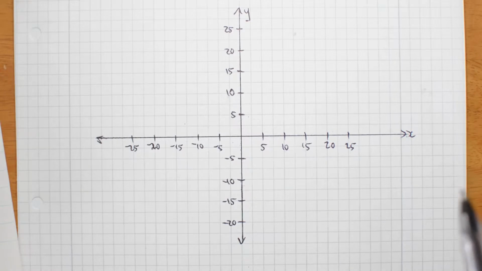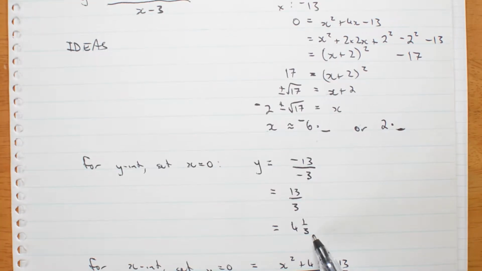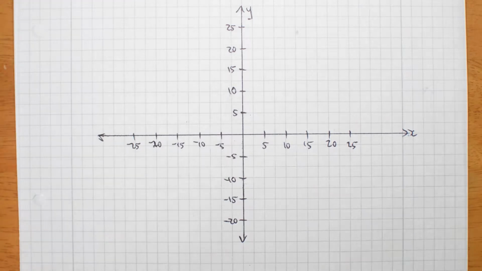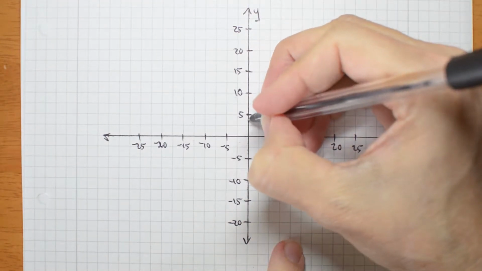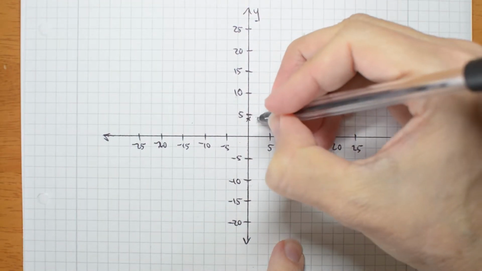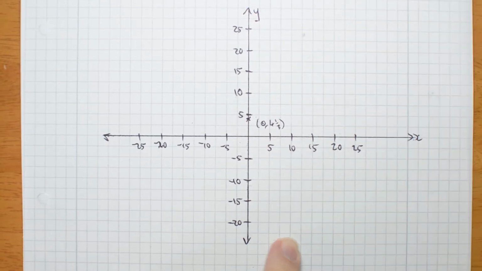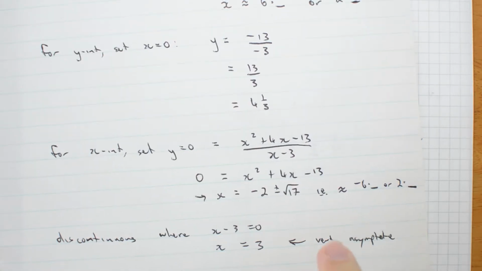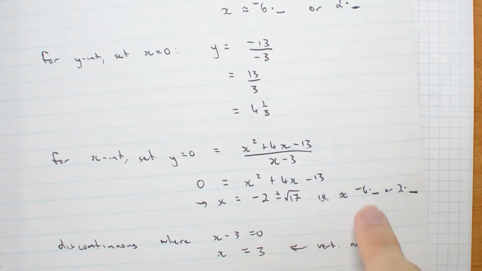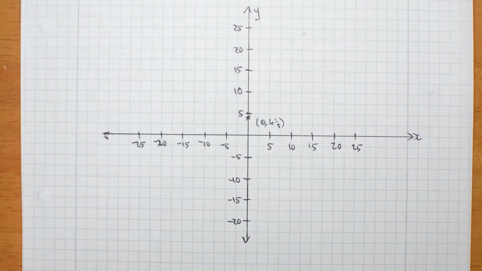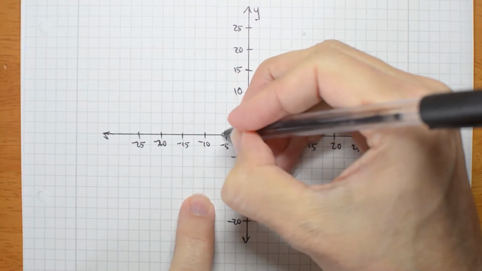So what do we know? The y-intercept is 4 1/3. So that's going to be pretty much there. 0, 4 1/3. The x-intercepts were just below -6 and just above 2. Just below -6.